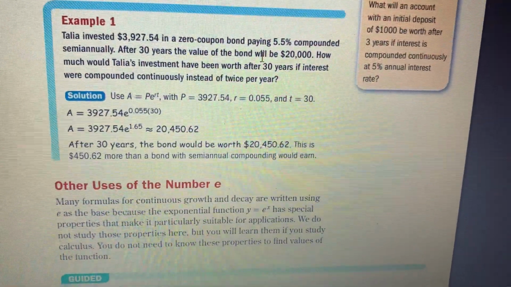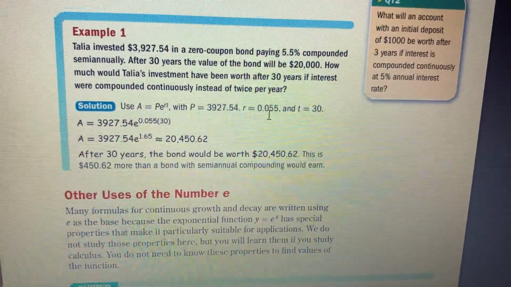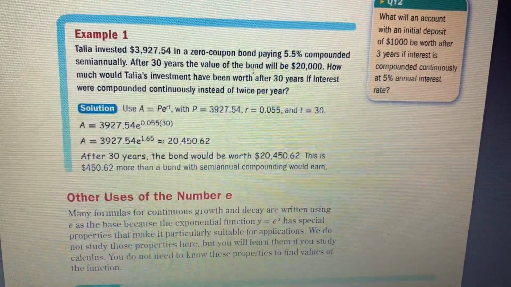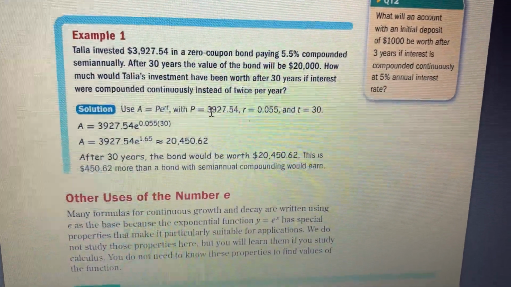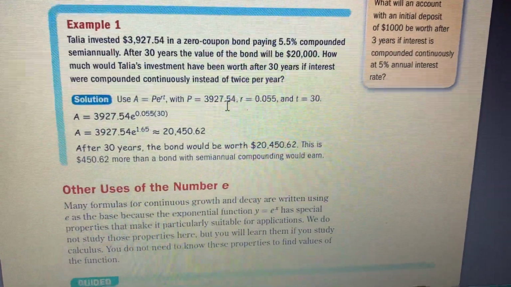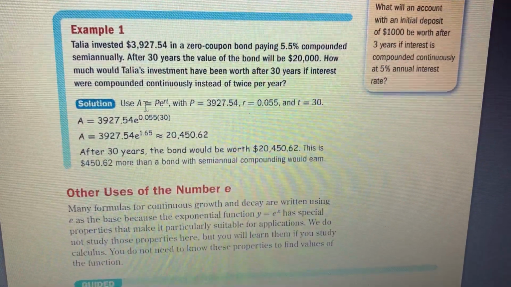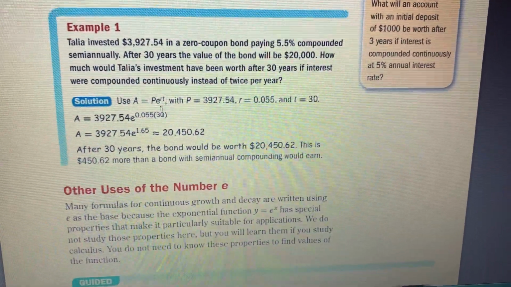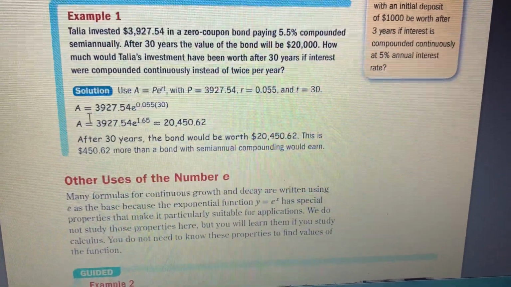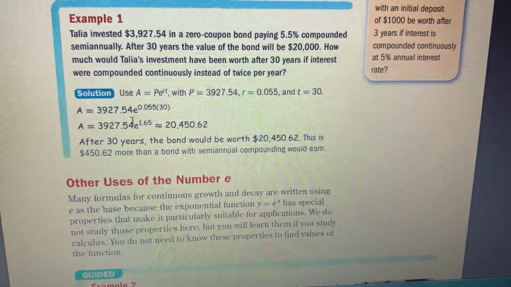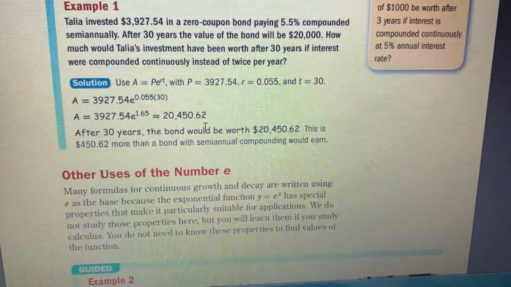Okay, so basically, here's the rate, 0.055. We're talking about after 30 years, so t equals 30. And her initial amount, her principal, was this amount that she put in, right? Well, since we see this word compounded continuously, we're going to use A equals P times e to the rt. A equals Pert. Anyways, you plug in all the values. You type this into your calculator because you need your calculator. e is a number in your calculator. And then you round, all right? That's all there is to it.